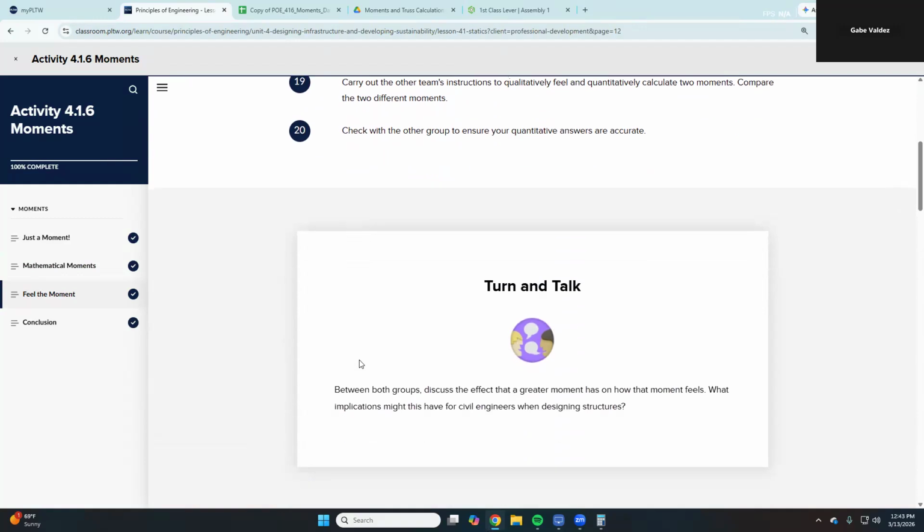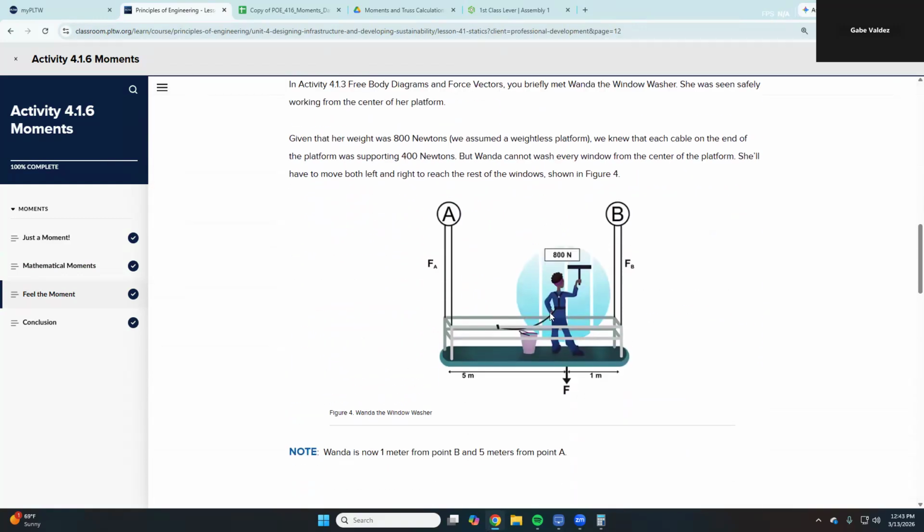Now, when you get to a point where you have this example of Wanda, the window washer, and they ask you to determine the tension forces here at B and the tension force at A. And they assume that the platform is weightless. Now, if Wanda was at the center, each of these would be 400 newtons, but she is off center. Now, students say, oh, well, it should also be 400 newtons. No, and you could have them feel that it's not.